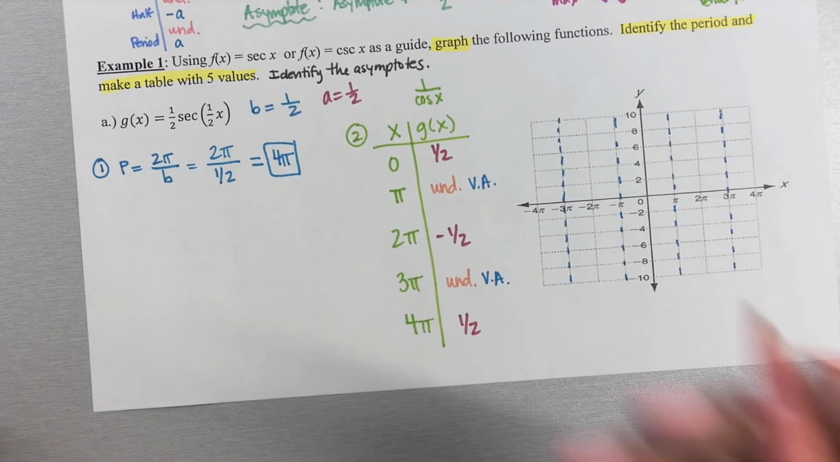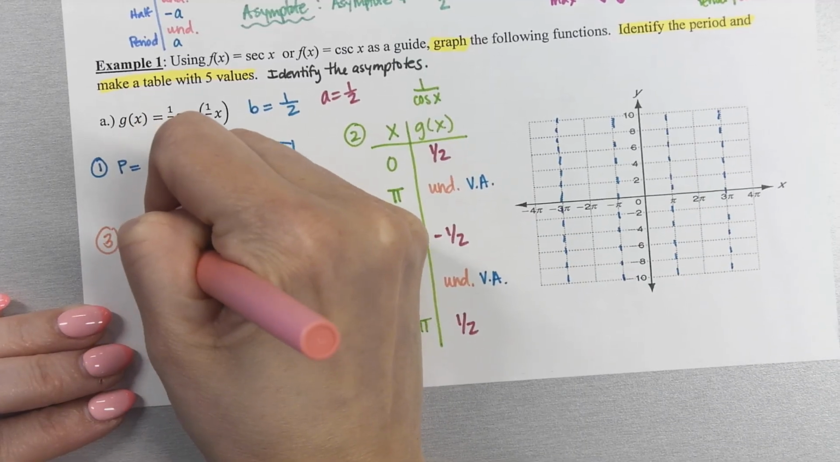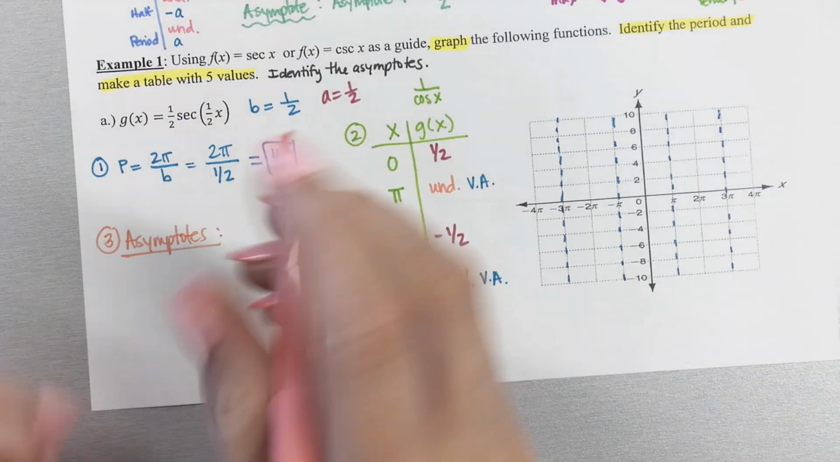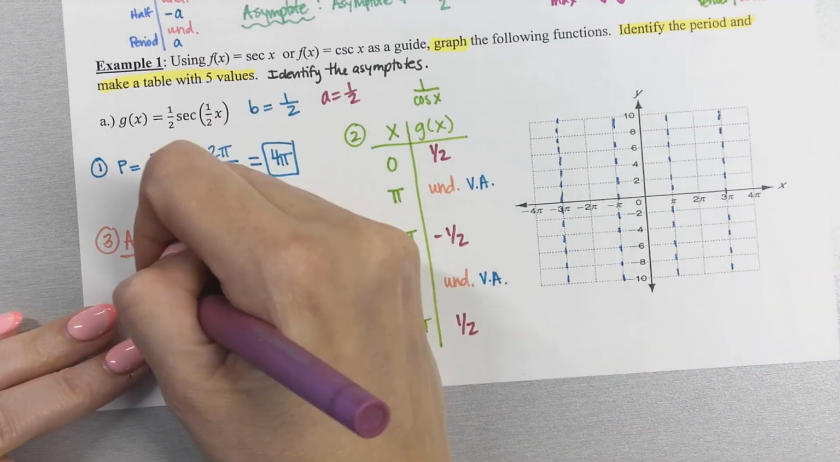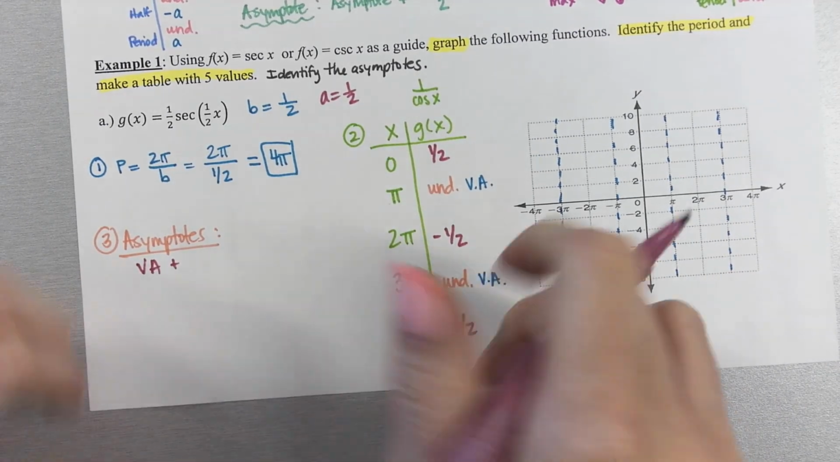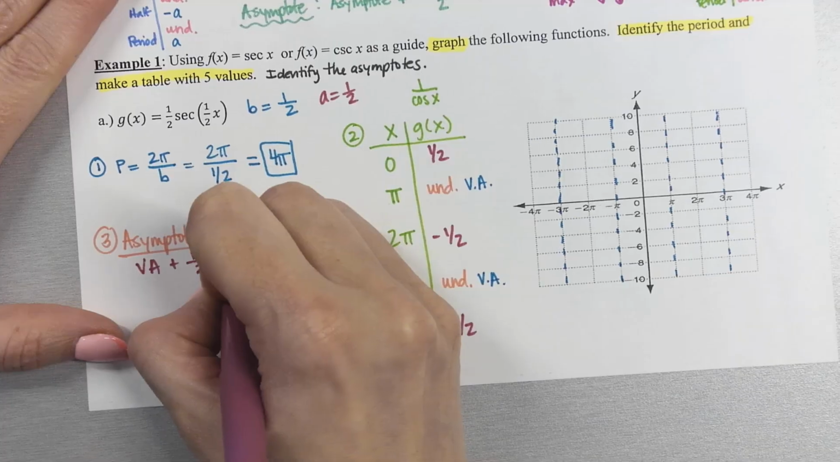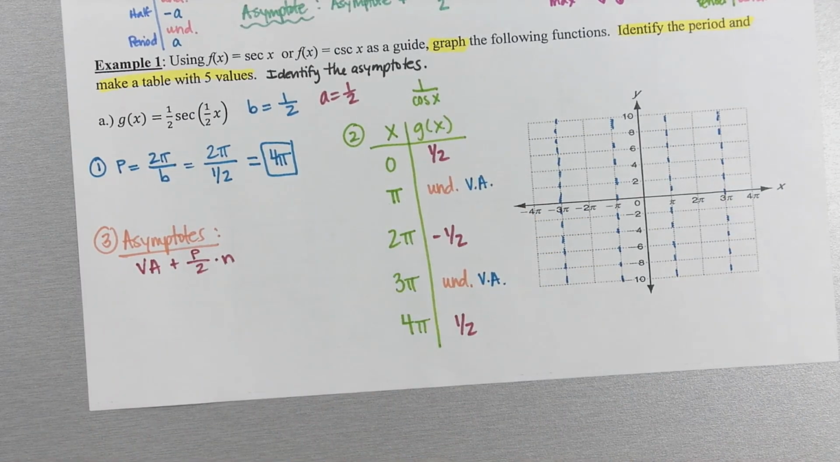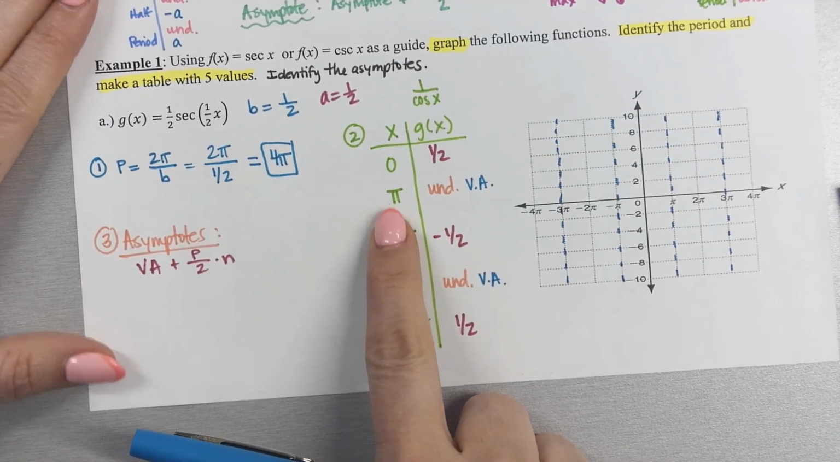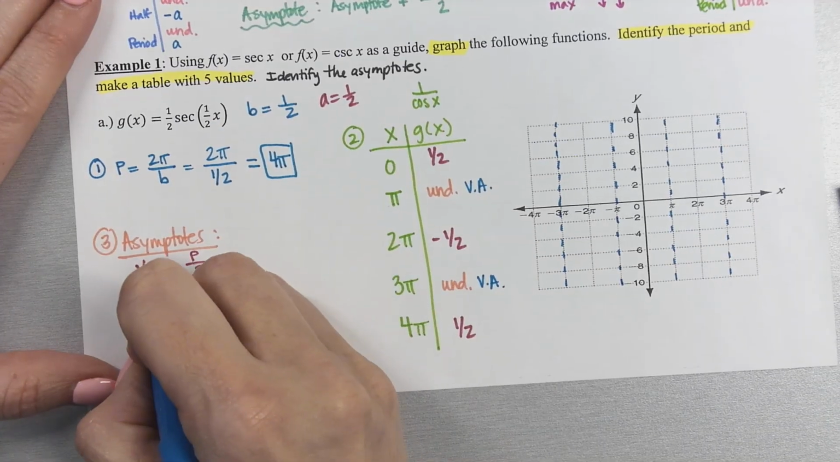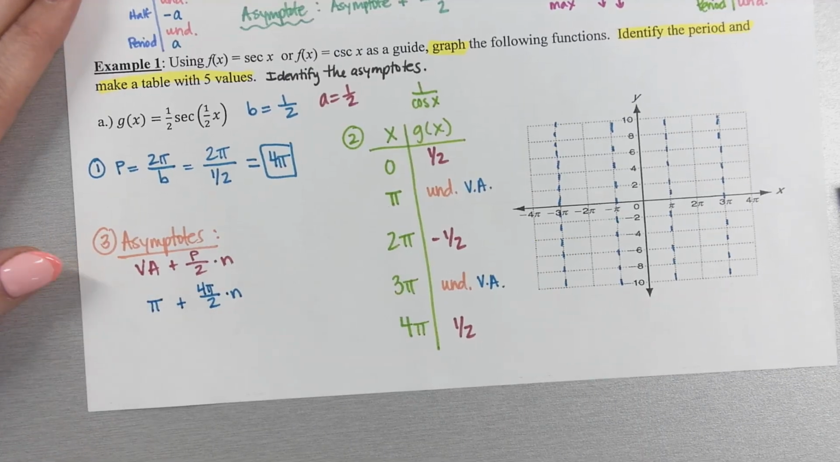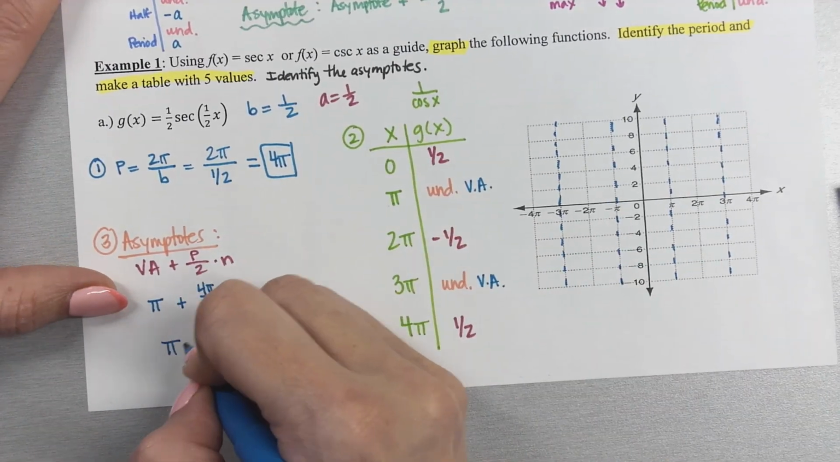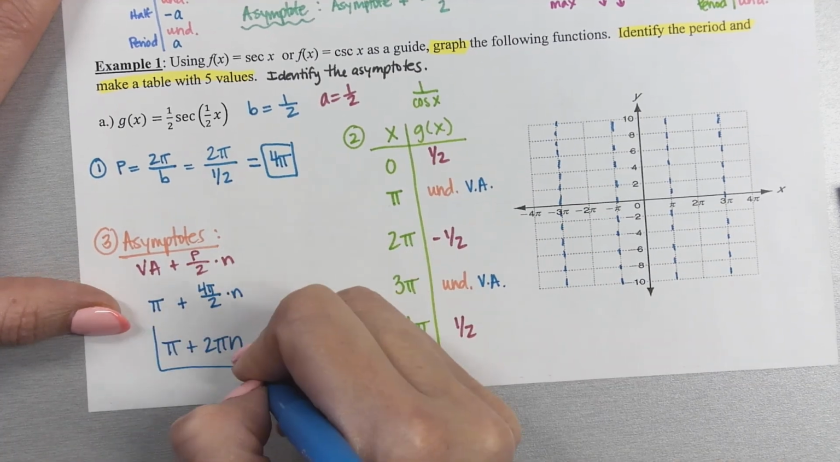Okay, so when you are identifying what your asymptotes are, you are just taking one of your vertical asymptotes, and then you can do the period divided by 2 times n. So let's go ahead and calculate that for this one. The first vertical asymptote occurs at, and you're using the x values, so it occurs at pi. And then the period is 4 pi divided by 2 times n. So we just have to simplify that. So it's pi plus 2 pi n.